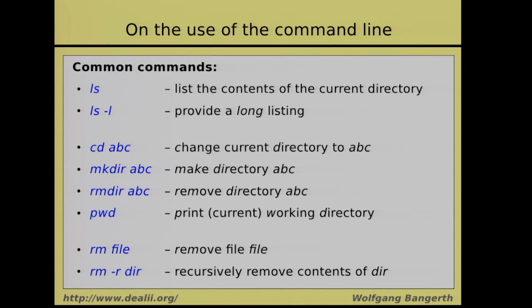If you want to find out where you currently are, you would call pwd for print working directory. If you wanted to remove a file, you would say rm file. If you wanted to remove a whole directory and all of the subdirectories that are in there, you would do this recursively, and you would do this by saying rm -r dir, for example.